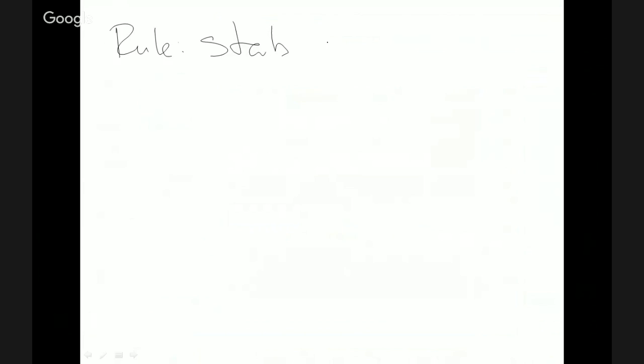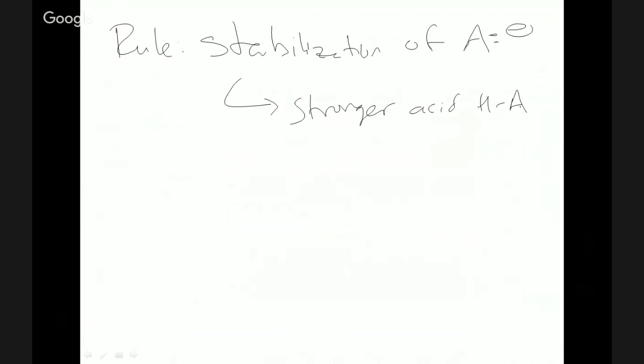When we talk about the strength of an acid, HA, the stabilization of A minus, that's the conjugate base. The more stabilized A minus is, the stronger acid HA is. Weaker A minus is, stronger HA. So stabilization makes something weaker. The more stabilized it is, the weaker it is. So there's these 4 different effects.